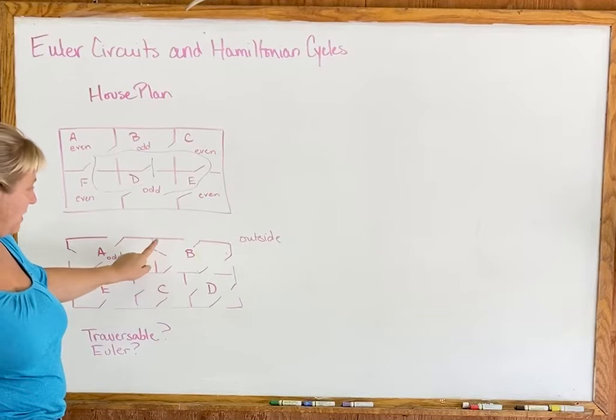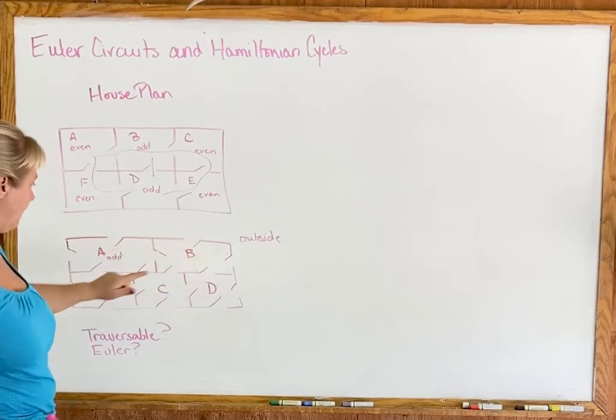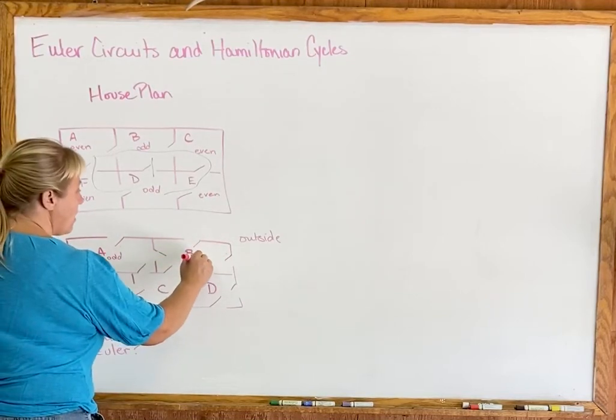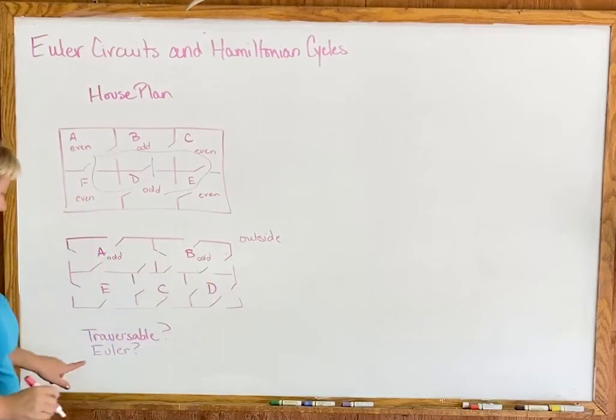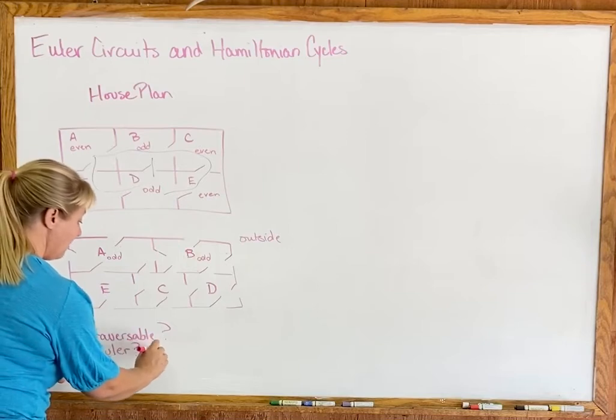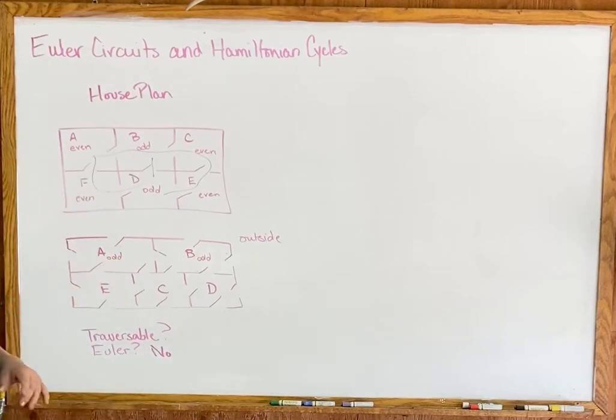Okay. Same thing with B, right? 1, 2, 3, 4, 5. So there are our 2 odd ones. Now, right off the bat, is there an Euler circuit? No. No Euler circuit because we have some odds. Now, if we can just keep those 2 odds, then we can be traversable.